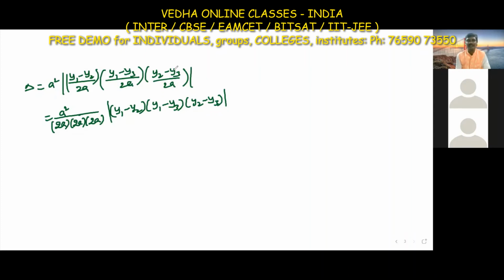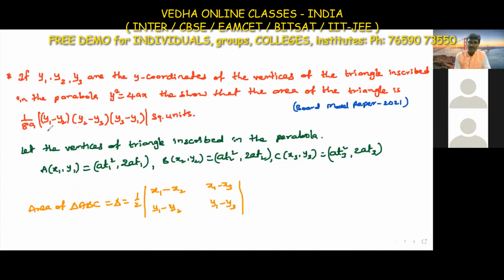Can we cancel anything? Yes, a square: a and a get cancelled. The remaining is 1 divided by 2 to the 4, that is 8a, into (y1 minus y2) into (y1 minus y3) into (y2 minus y3). What we have to prove here? Check the answer: 1 by 8a into (y1 minus y2)(y2 minus y3)(y3 minus y1) square units. We are going to prove this.